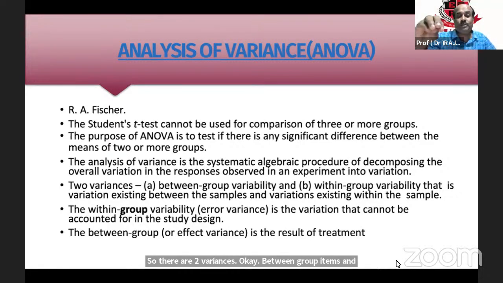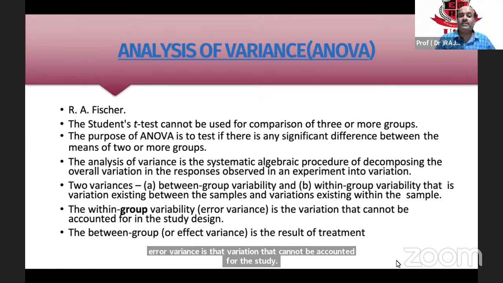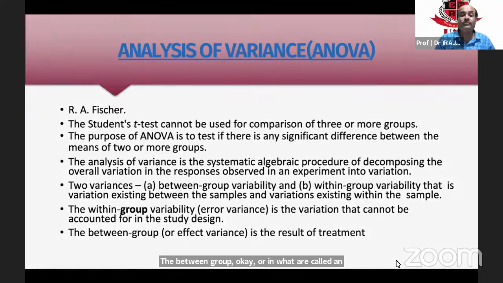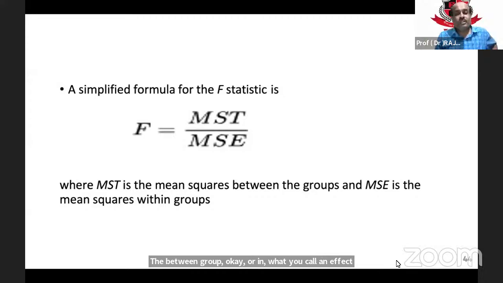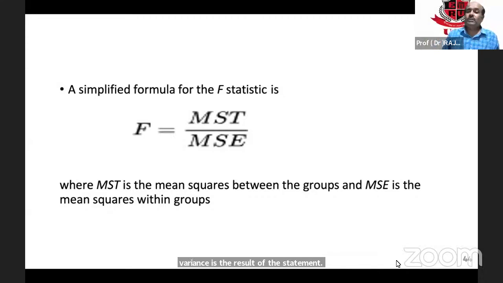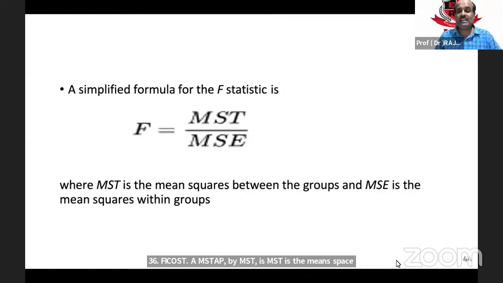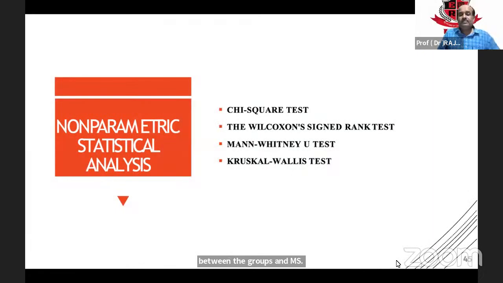The within group variability is called the error variance, the variation that cannot be accounted for by the study design. The between group, or effect variance, is the result of the treatment. For ANOVA, the test statistic is the F statistic: F equals MST divided by MSE, where MST is the mean square between the groups and MSE is the mean square within the groups.